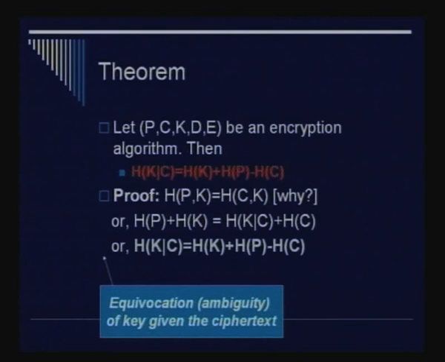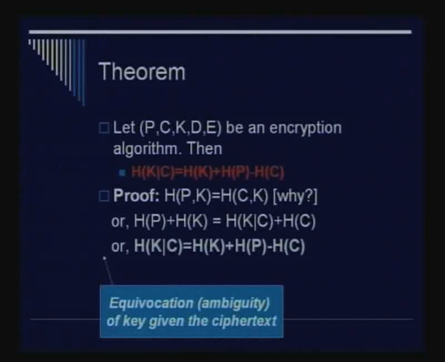So you see that H of K given C means what? H of K means what? It is the uncertainty of the key. So H of K given C means the uncertainty of K given the value of the ciphertext, and that can actually be proved to be equal to H(K) plus H(P) minus H(C). So we will try to prove this.